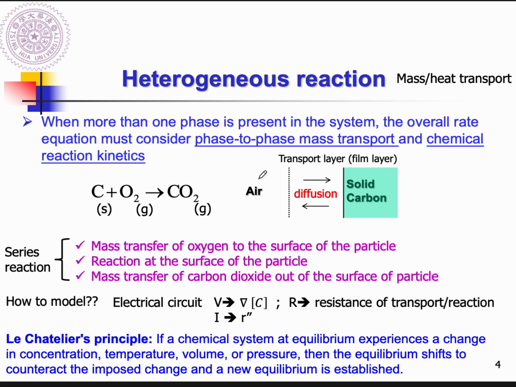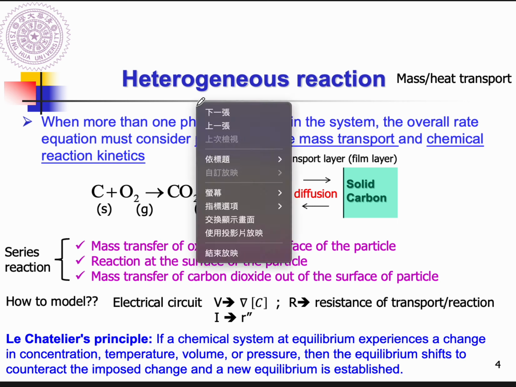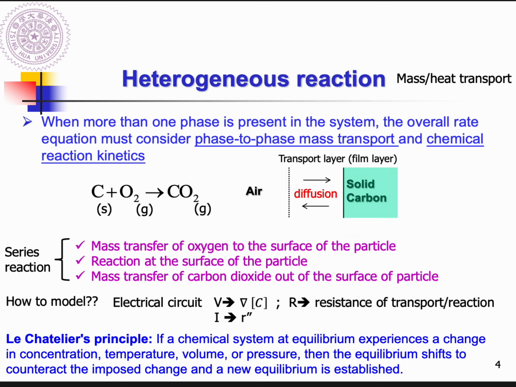Let me give you a quick review of the previous class. In the previous class, we talked about heterogeneous reactions. In order to get the overall rate equation of an interesting heterogeneous chemical reaction, we need to consider mass transport between different phases and reactions.